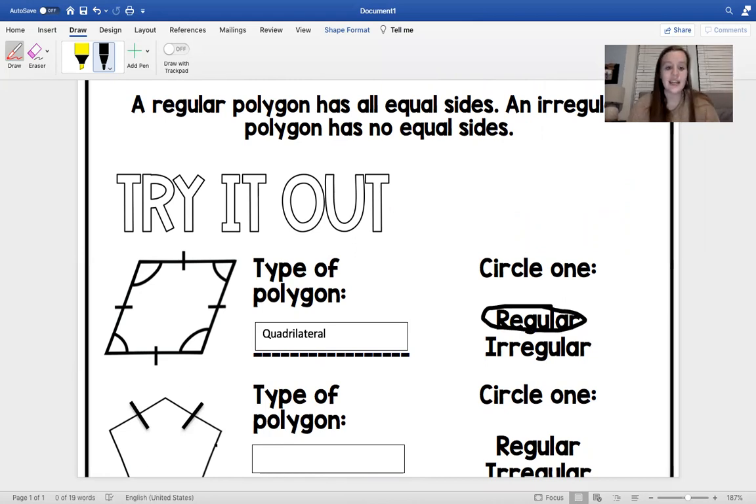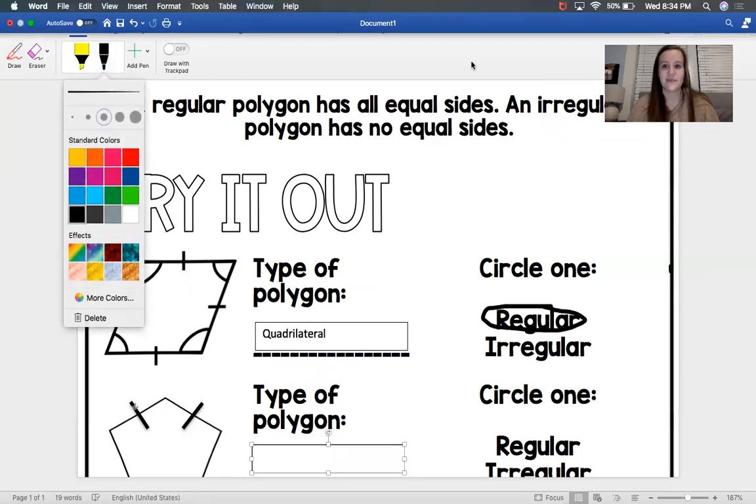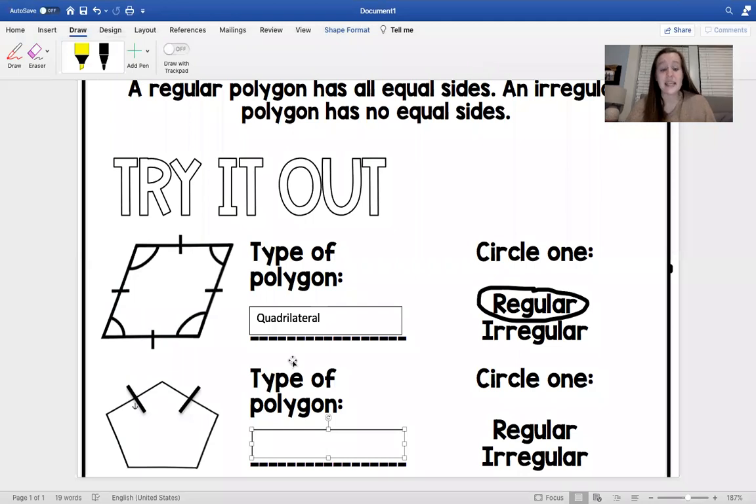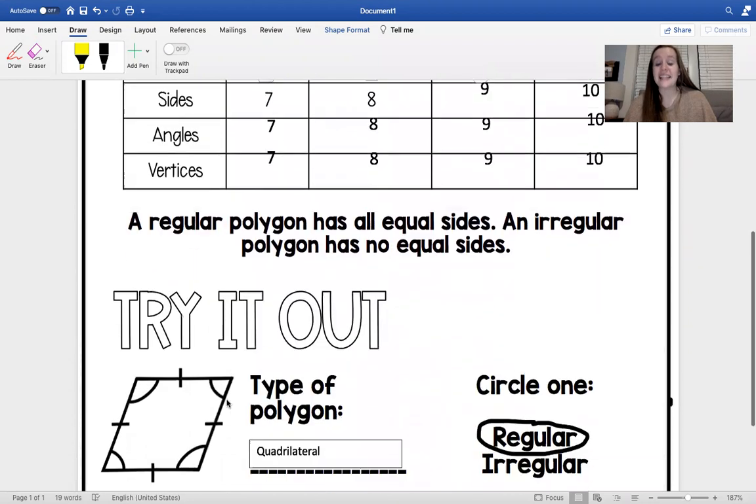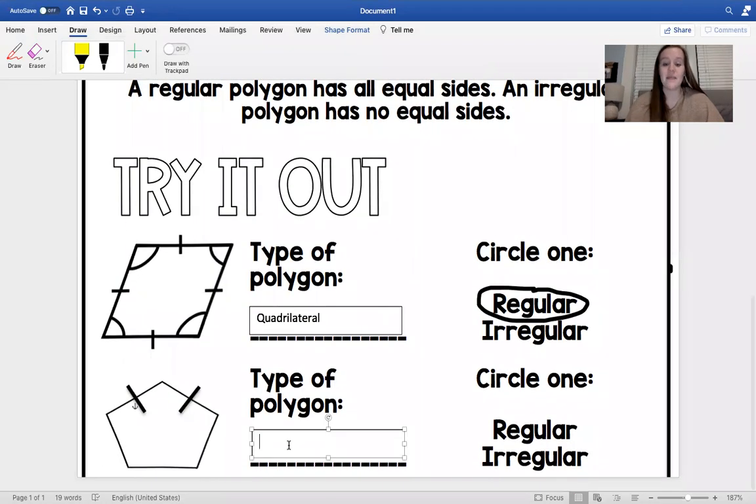Alrighty, let's look at this shape right here. We see that this shape has 1, 2, 3, 4, 5 sides, which means that it also has 5 angles and 5 vertices. Do you remember what shape has 5 sides, 5 angles, and 5 vertices? That's right, guys, a pentagon. So this shape is a pentagon.